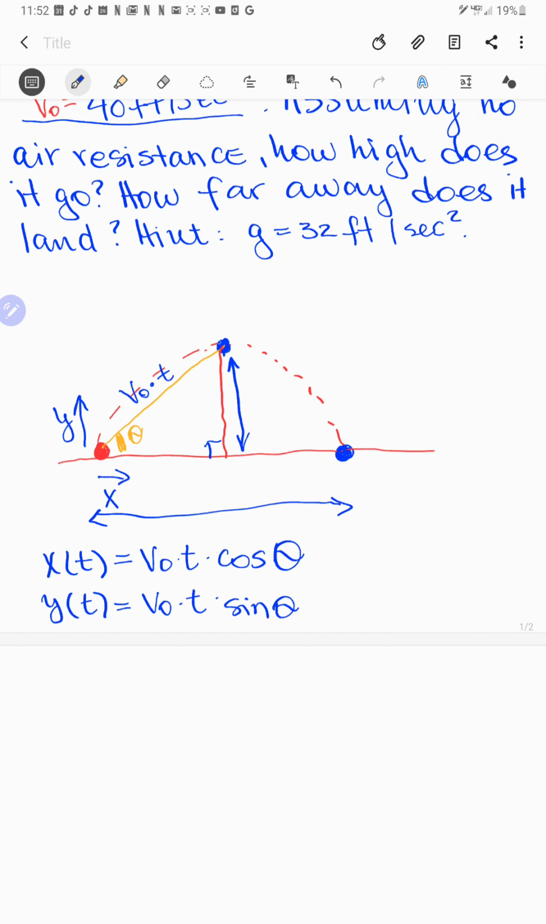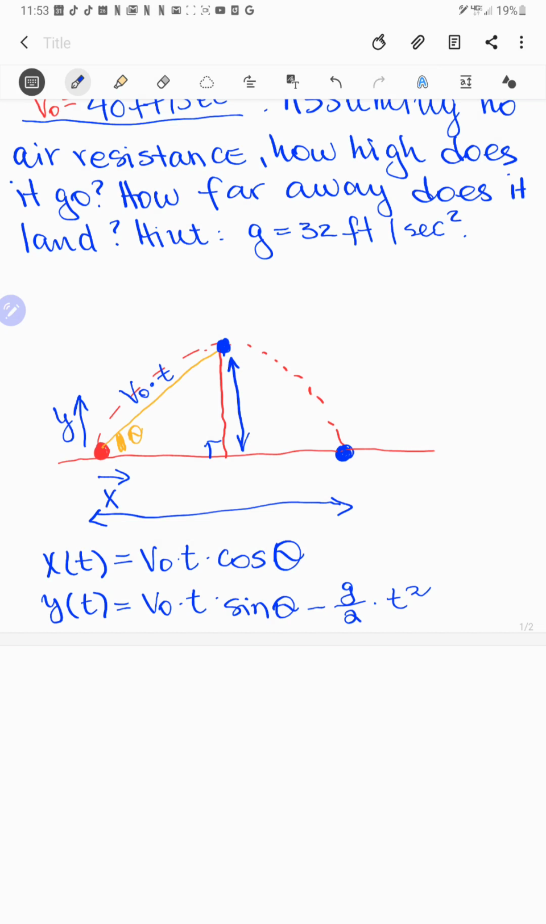However, for the height, we also need to account for the acceleration due to gravity, which from physics we know is minus g over 2 times t squared. And again, at the ground level, there is no acceleration due to gravity, so we don't need to do anything for the x.